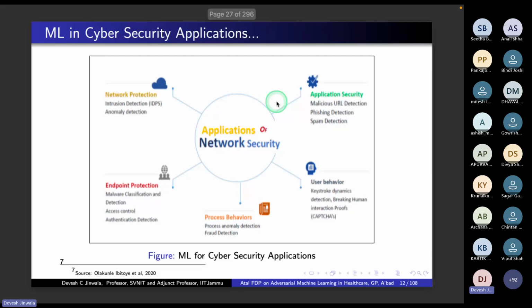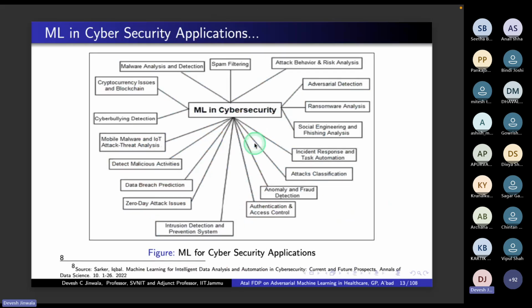So that is what is summarized again in this diagram, which says, as I said sometime back, protecting the weaknesses on the network, protecting the weaknesses or vulnerabilities in the endpoints, which means the computer systems or the nodes, protecting the application security. So I talked about the web attacks, SQL injection or malicious URL detection or phishing detection or spam detection. All of these form application security. Or protecting against anomalous user behavior like keystroke dynamics detection or breaking human interaction proofs using captchas or process anomalies. So everywhere in the applications or in network security, machine learning is used. So this diagram is a kind of summary of the individual machine learning based security mechanisms where machine learning is applied. And I'll not go into explaining each of them because our focus is somewhere else.